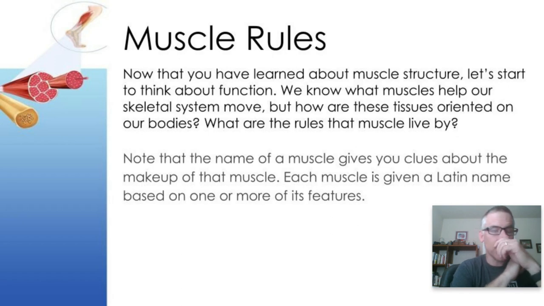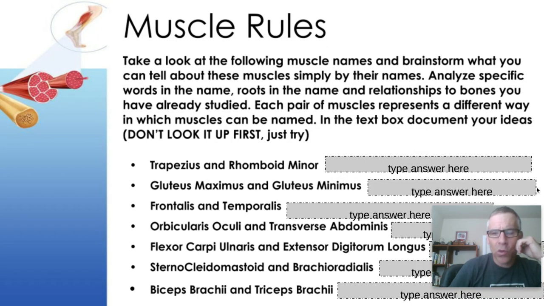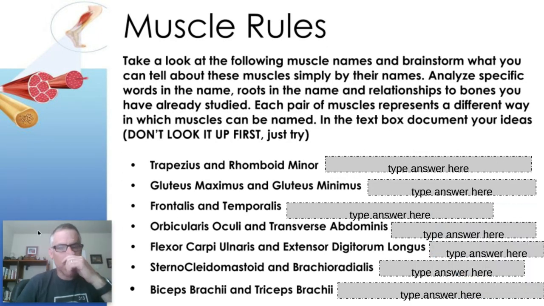Note that the name of a muscle gives you clues about the makeup of that muscle. There's an overwhelming Latinness to the names of muscles, but you've already learned a ton about the bones of the body, the regional terms, and directional terms. Those three things very often help you get a feel before you go Google or ask Siri. You can say, oh yeah, that's probably found in this part of the body, because I know that bone is found in that part of the body, or that is the regional term for that part of the body.